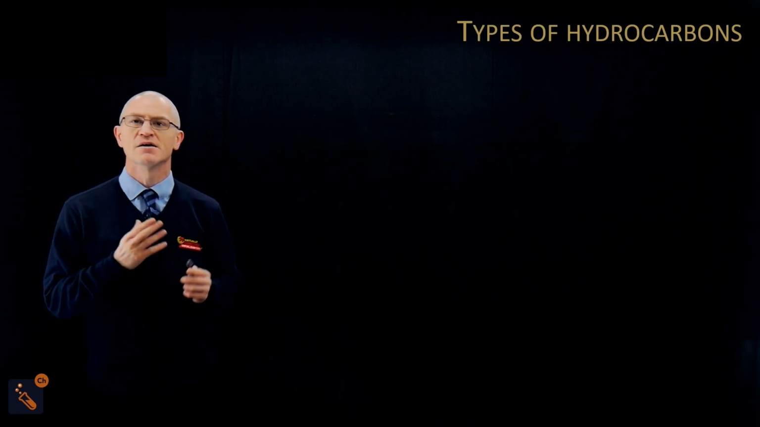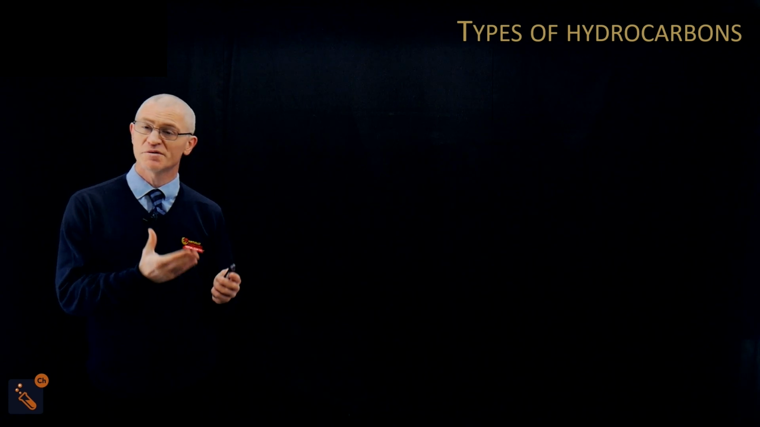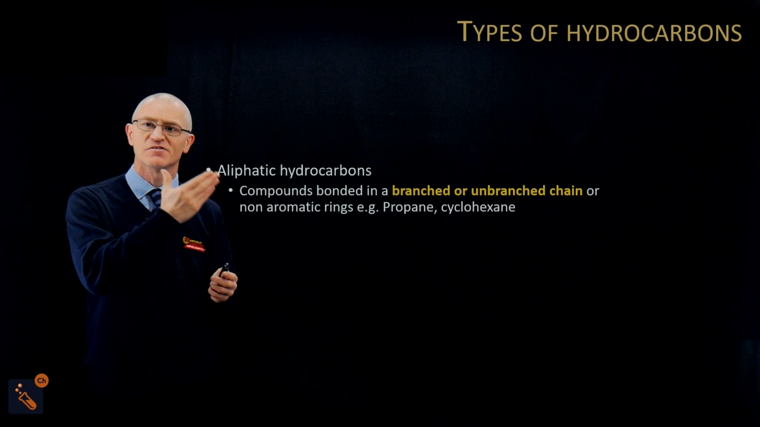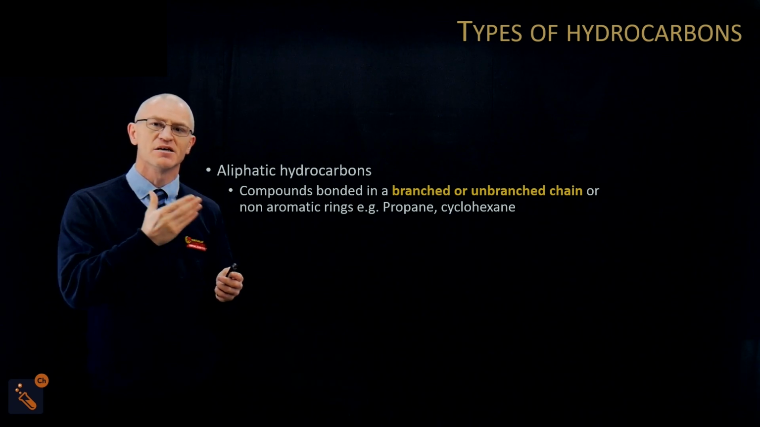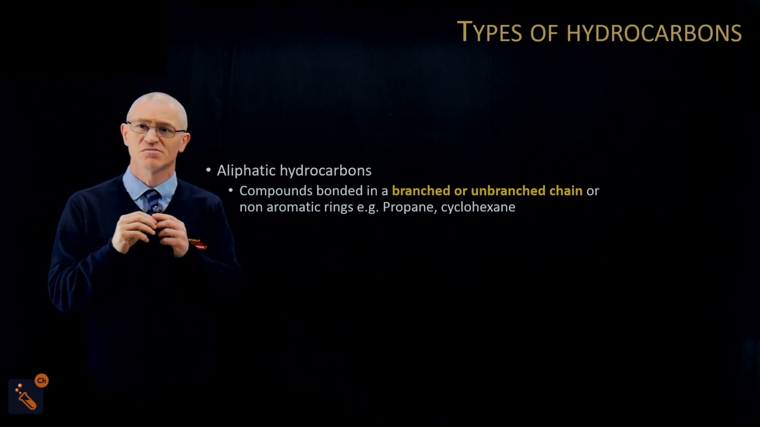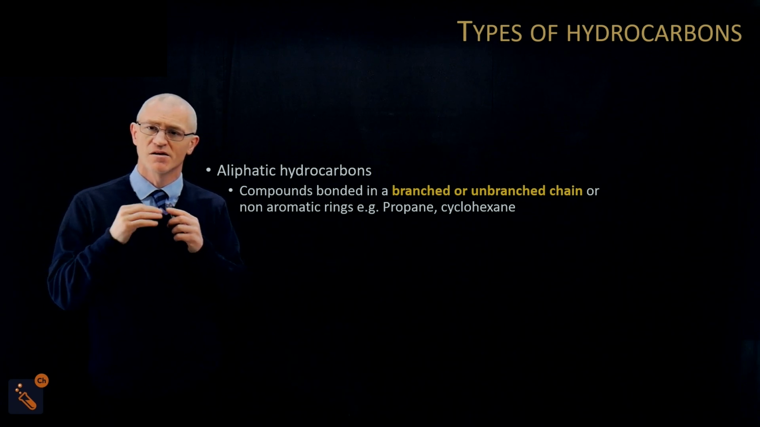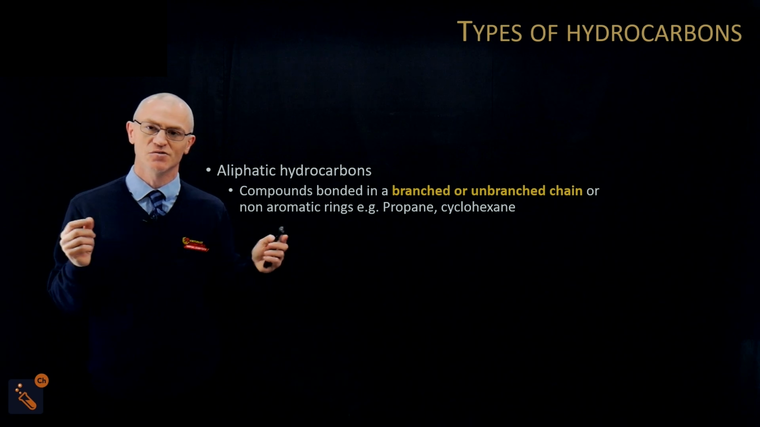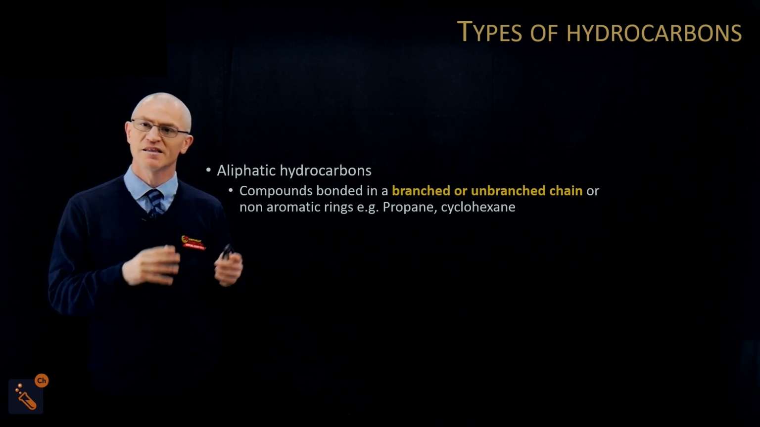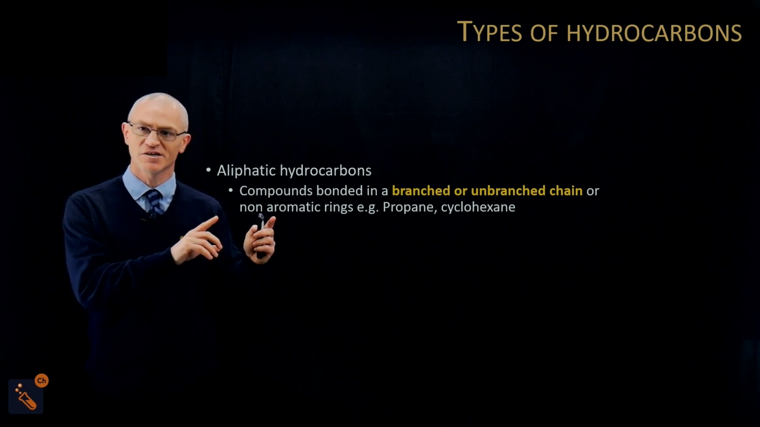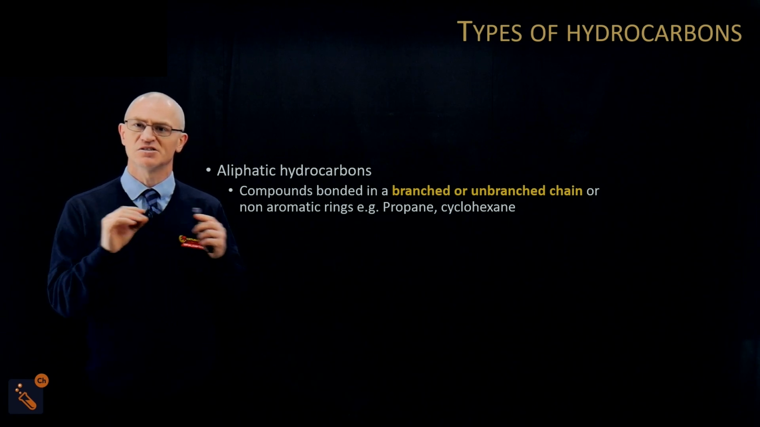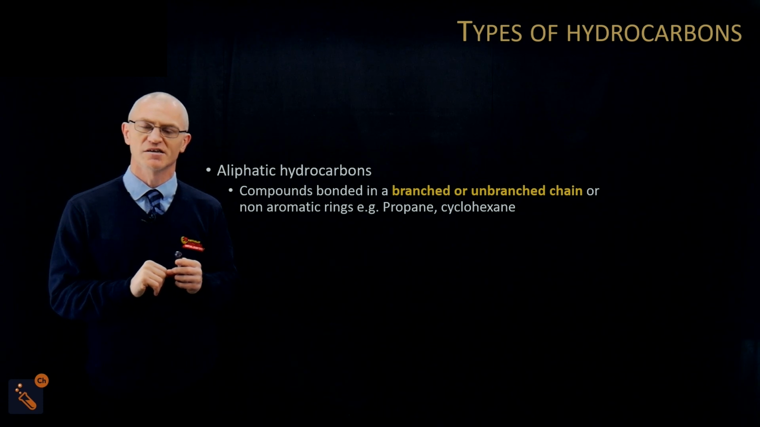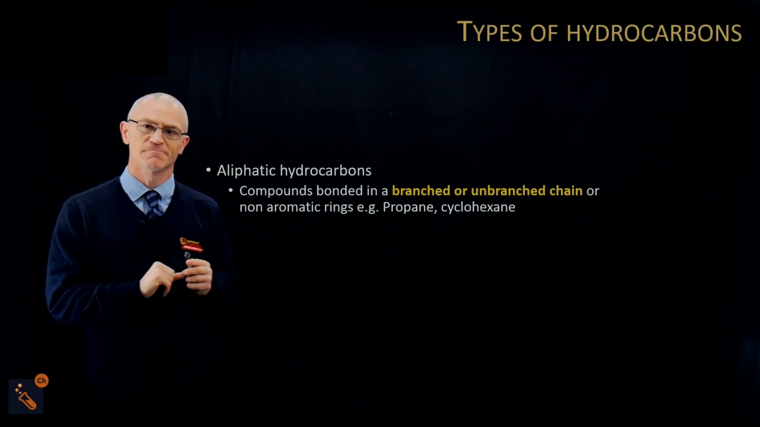Now, types of hydrocarbons. We've already mentioned alicyclic, but let's talk about the first one, which is aliphatic. So aliphatic are just hydrocarbons that are in a chain, and they can have branches coming off, but they must be in a normal carbon chain. They can't have an aromatic ring. They're just a normal chain, no aromatic rings at all, and we'll talk about an aromatic ring again later.